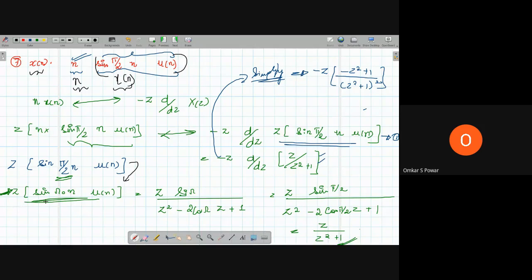Z transform of sine omega naught n u of n is nothing but z into sine omega divided by z square minus 2 cos omega into z plus 1. And what we have got in the question, omega as pi by 2. So substitute the value of omega, substitute back in this equation and simplify this. So you should get this answer.